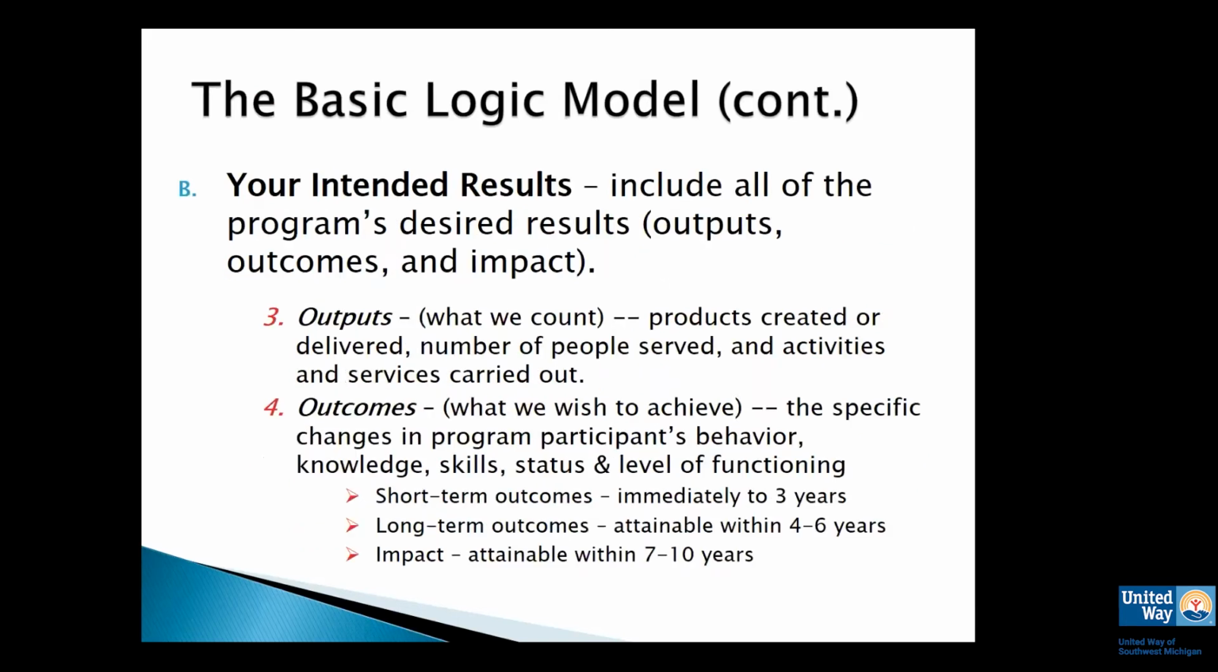And then in that far right quadrant that we were at just a minute ago, your intended results, that's that rectangle box that was in that slide earlier. This is your intended results, and that includes all of the outputs and the outcomes and ultimately the impact. So the outputs, remember, are what we can count: the products created or delivered, the number of people that you serve, the activities or services that you carried out. All good things, and we need to know them.